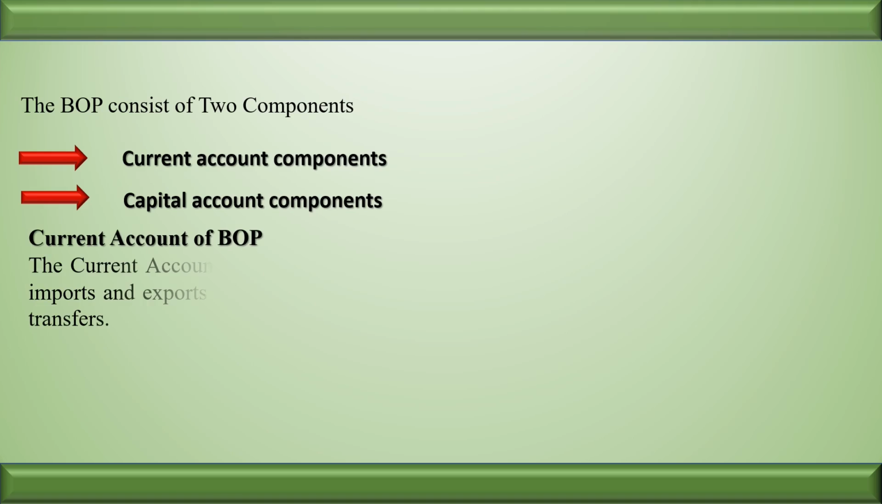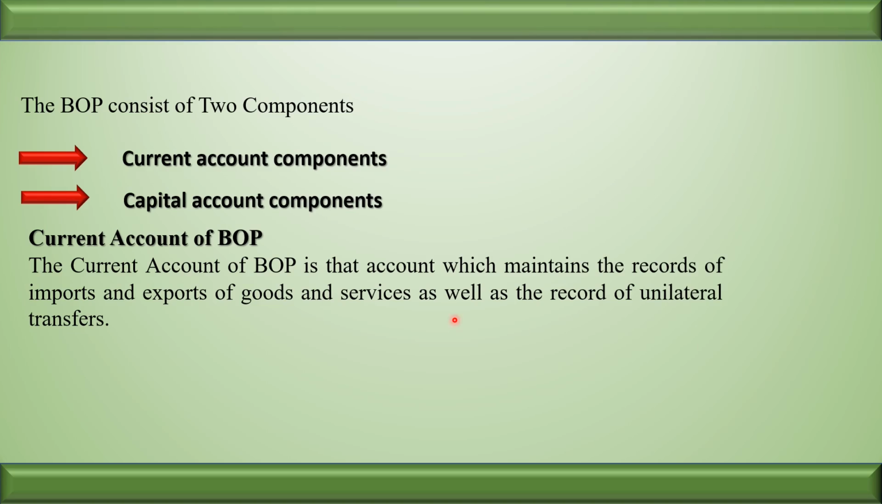Current account components of balance of payment is that account which maintains the record of import and export of goods, services, as well as unilateral transfers. So what is current account of balance of payment? The transaction related with the import and export of goods, services, and the unilateral transfer is called current account of BOP. Let us see the capital account of the BOP.